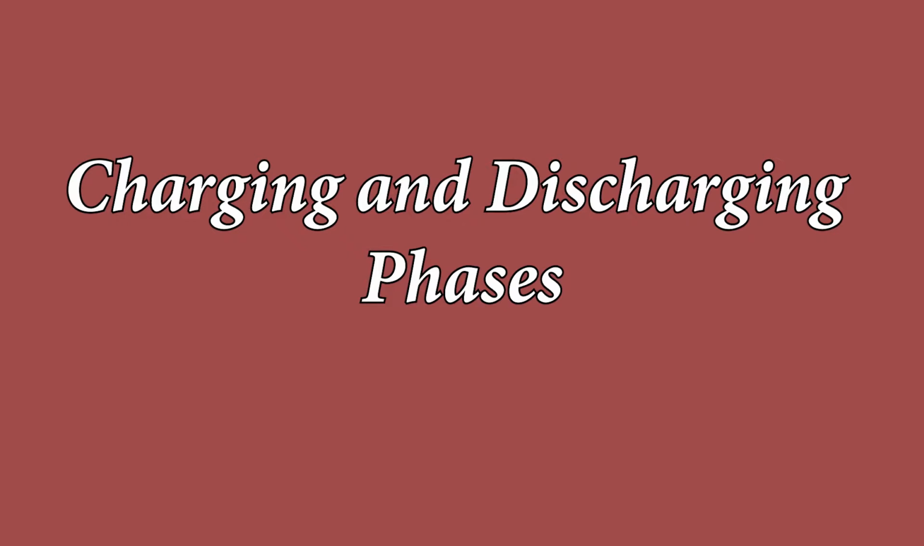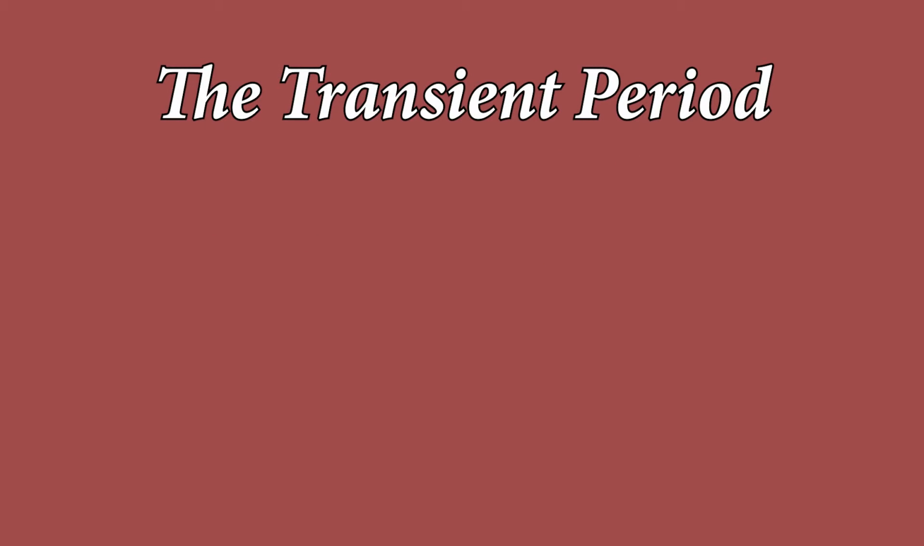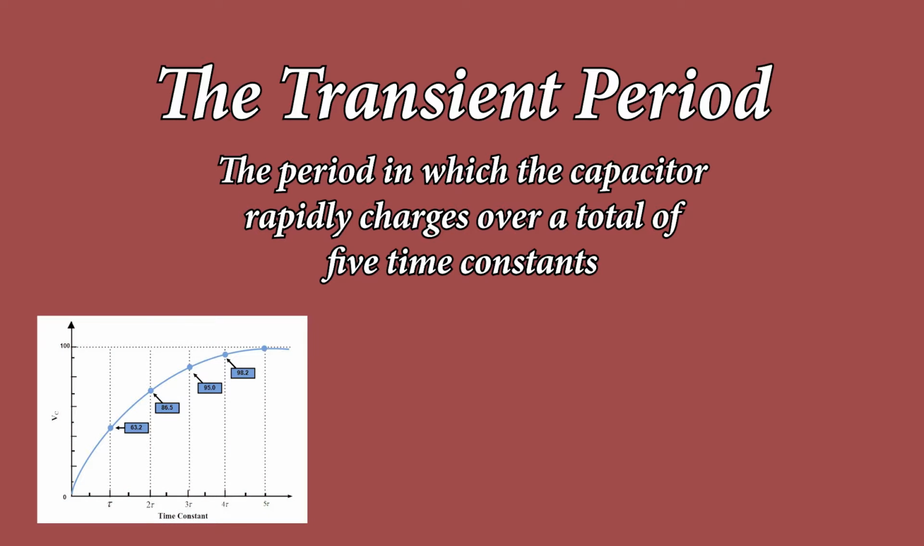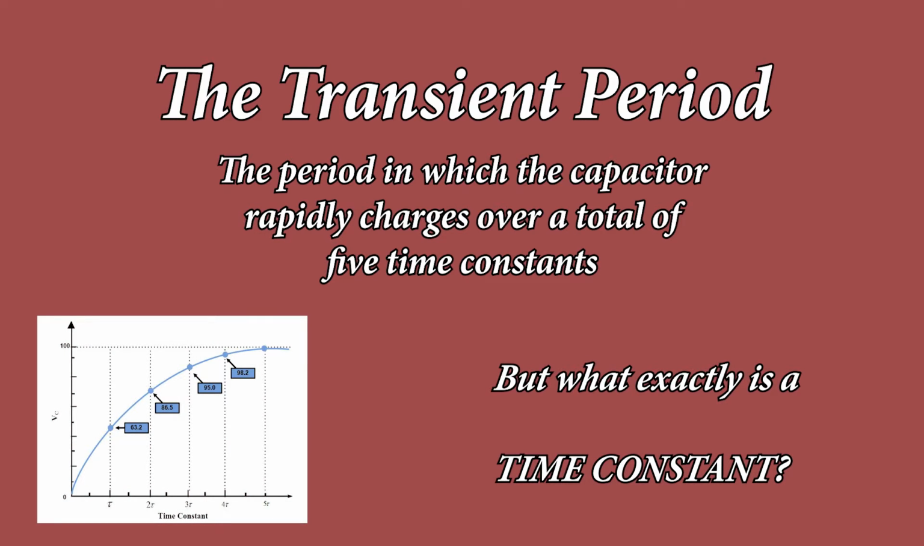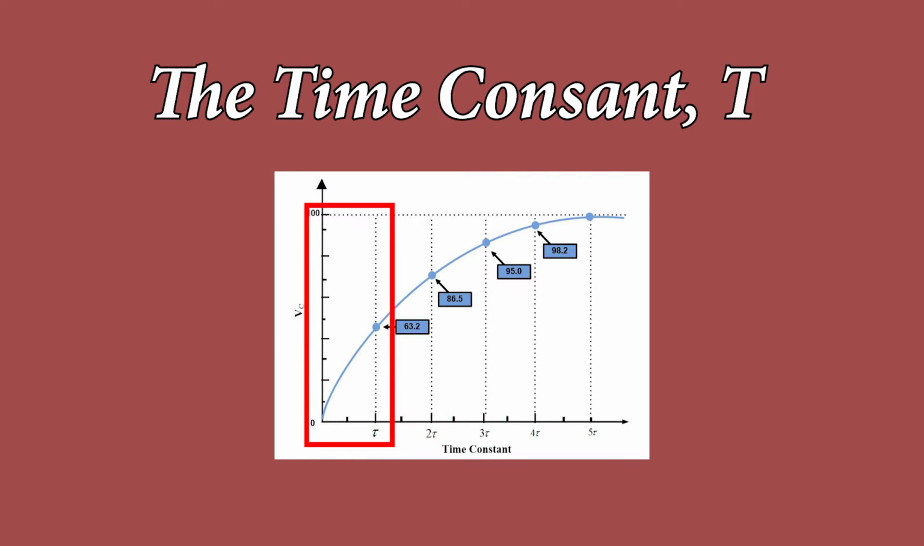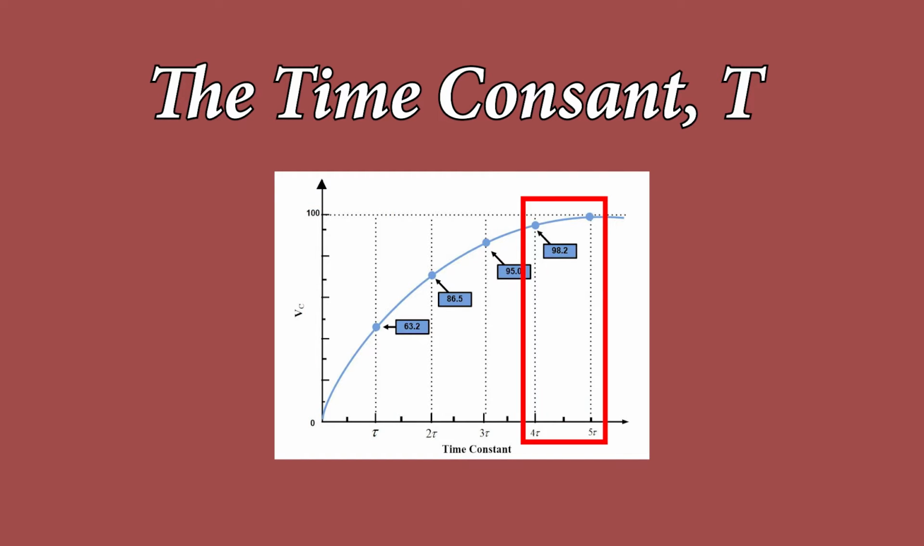Now let's talk about charging and discharging phases. The charging phase, the transient period, is a period in which the capacitor rapidly charges over a total of 5 time constants. But what exactly is a time constant? Simply put, it's a value that is calculated by the total resistance and the total capacitance multiplied. One time constant is the time taken for the capacitor to charge 63.2% of its maximum charge, and after 5 time constants have elapsed, the capacitor is considered to be fully charged.